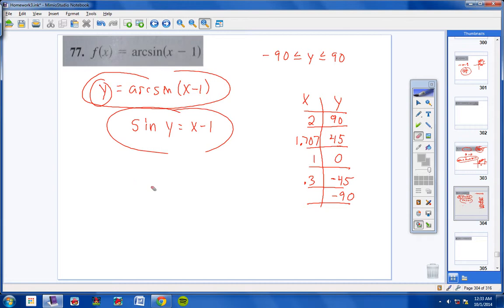Now, let's see what's next here. Let's go ahead and put in negative 90 for y. So sine of negative 90 equals x minus 1. And the sine of negative 90 would be negative 1. So we have negative 1 equals x minus 1. Bring your 1 over and make it positive 1. And you get 0 equals x.